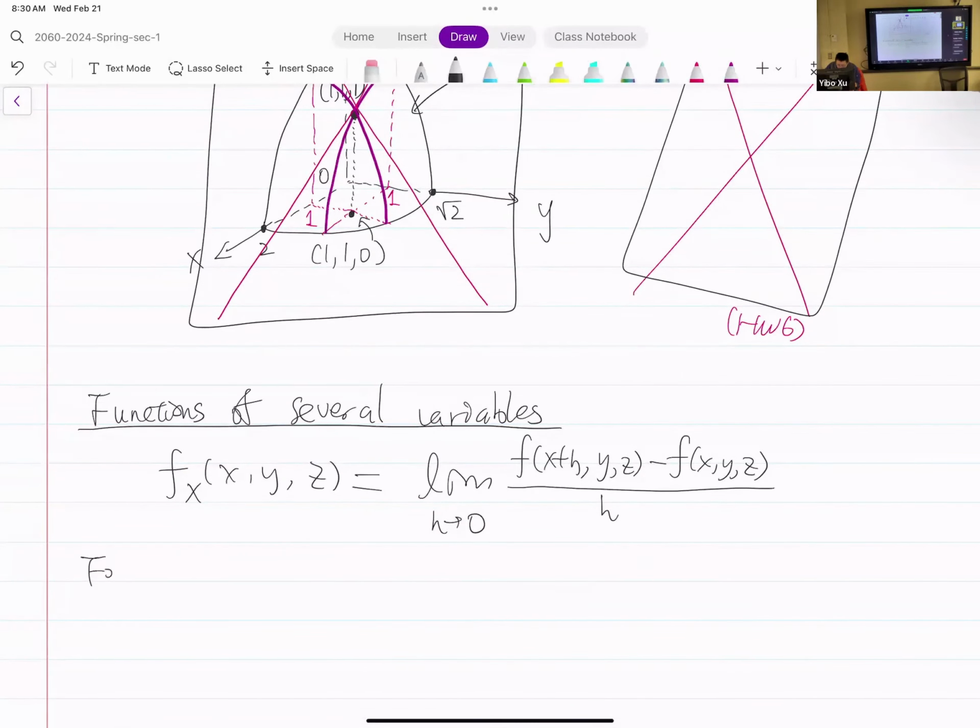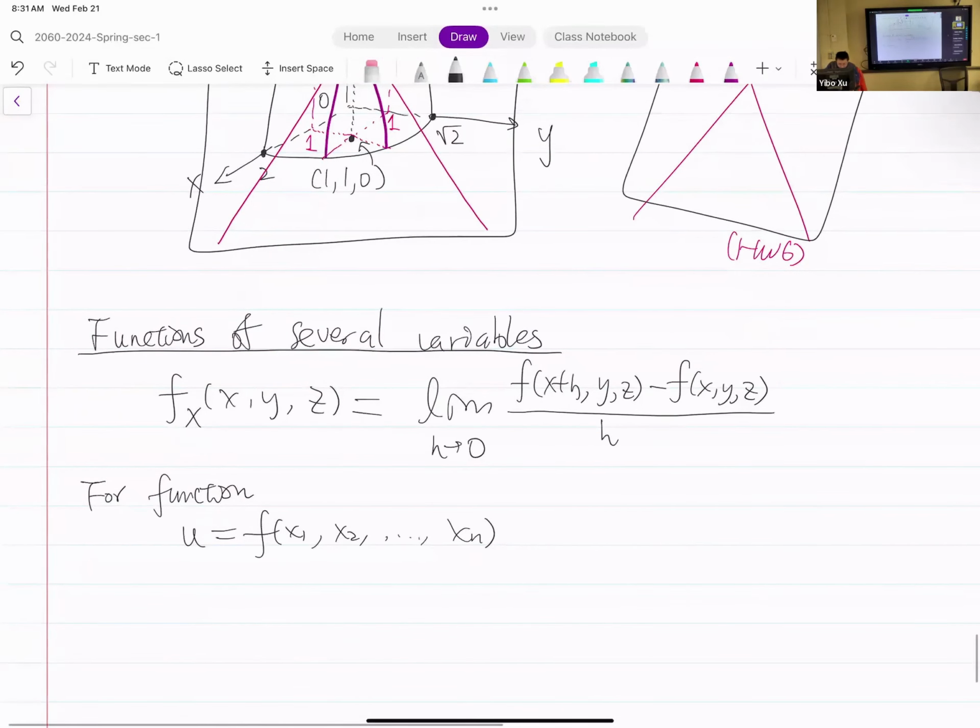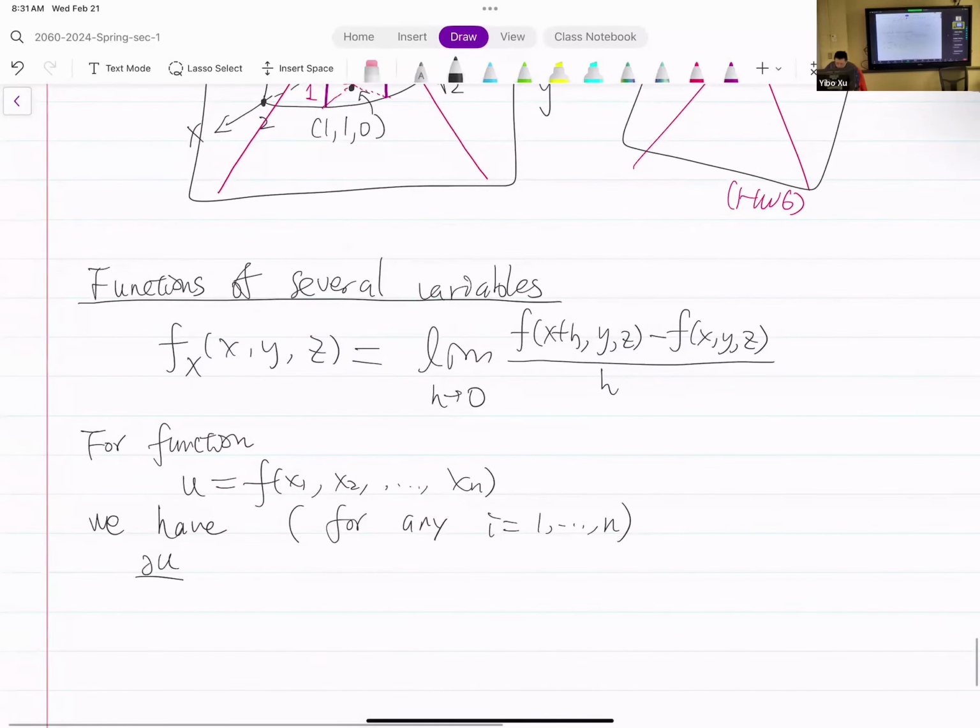And in general, for a function that has more variables, let's say u is f of x1, x2, all the way up to xn. So there are n variables, and n could be any number. In this situation, we still can define the partial derivative. It's the same idea: for any partial derivative, we just fix all the other variables as constants, and that gives me a univariate function. So for any index i from 1 all the way up to n, I can define the partial of the output u with respect to xi.